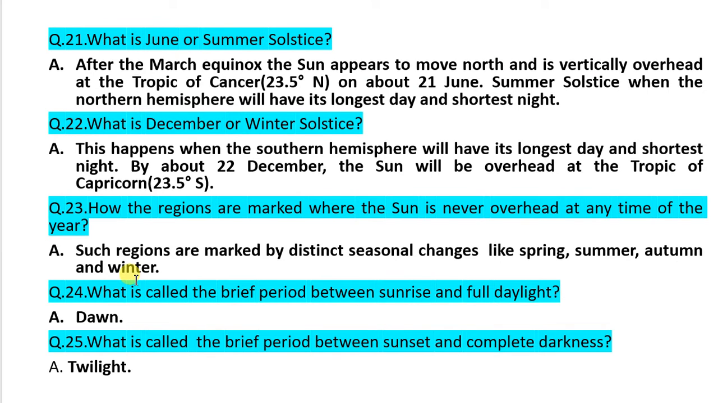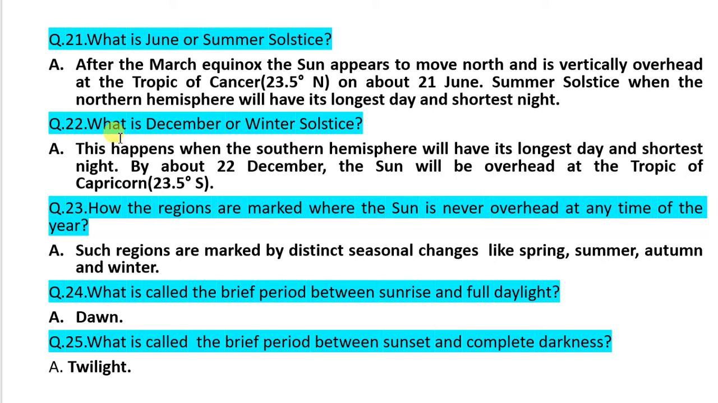Next question, what is June or summer solstice? Answer is after the March equinox, the sun appears to move north and is vertically overhead the Tropic of Cancer, that is 23.5 degree north, on about 21st June. Summer solstice, when the northern hemisphere will have its longest day and shortest night.